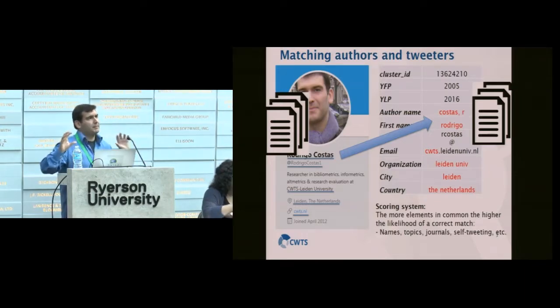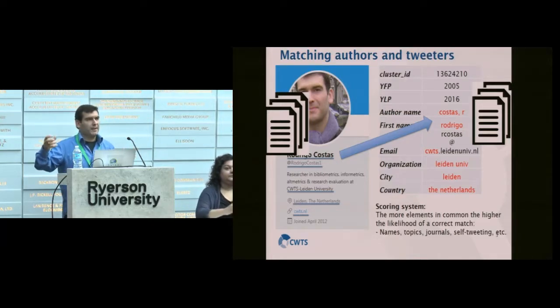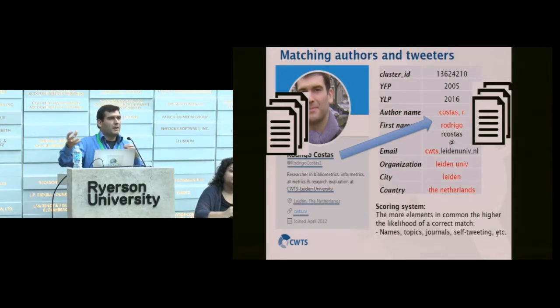But essentially, for every pair of Twitter account and author, we obtain a series of indicators that tell us something about the similarity between the set of publications tweeted and the set of publications produced by the author. Combining all this information, we end up with a kind of score that we use to determine if the match between the author and the Twitter account is good. It's very likely that the Twitter account is actually the author.